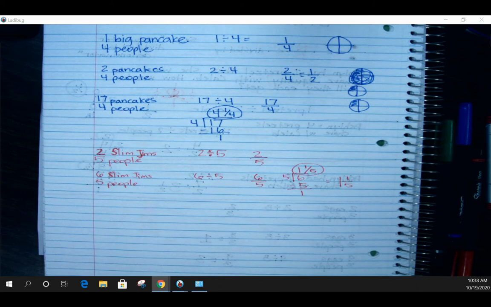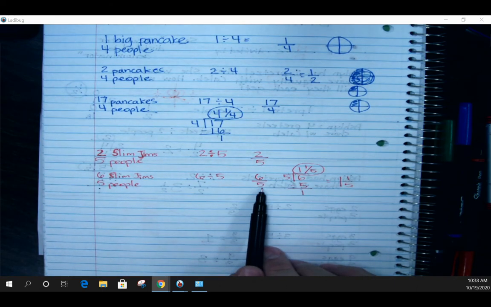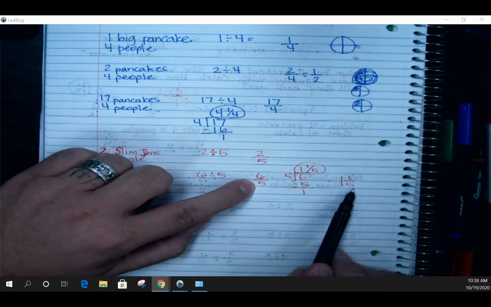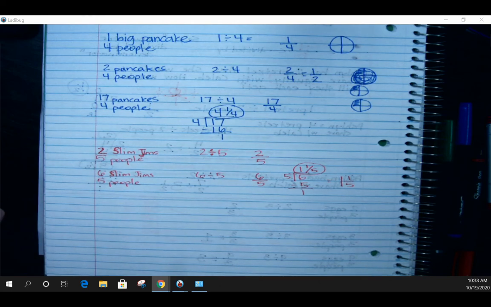Now, your denominator is always the number you're dividing by. See how it's the denominator here? It has to be the denominator here. Because you're still breaking it into fifths. Okay?